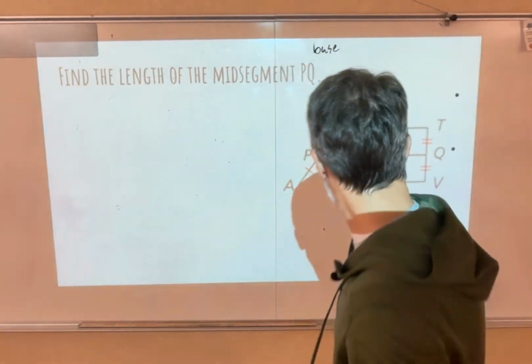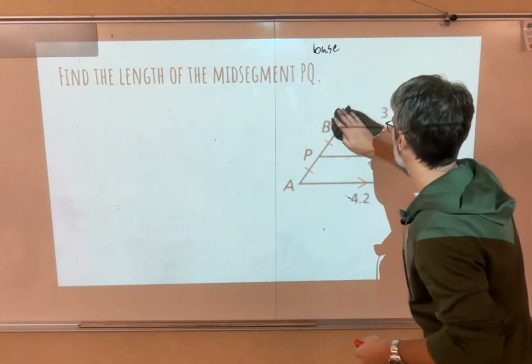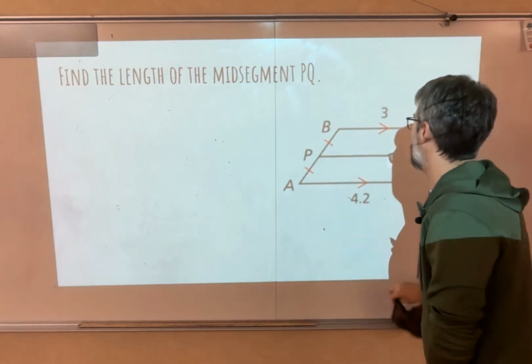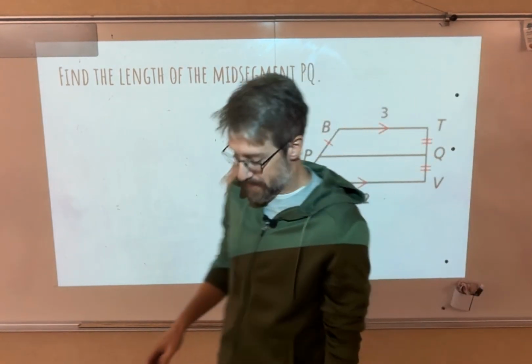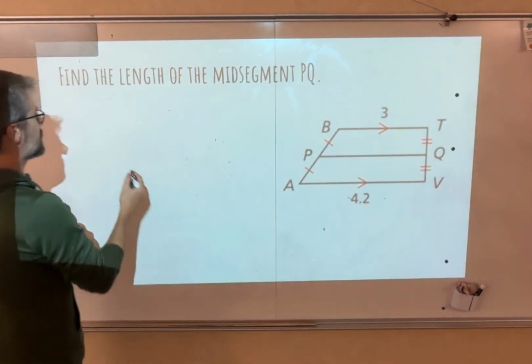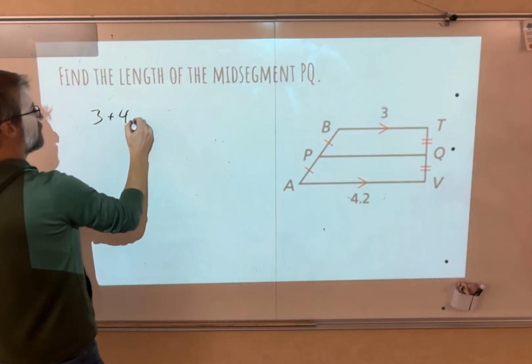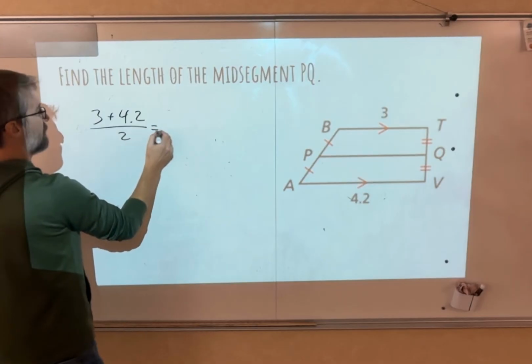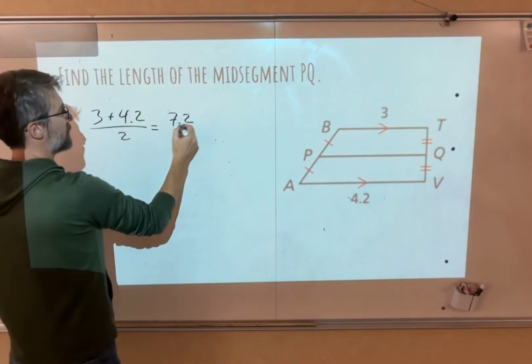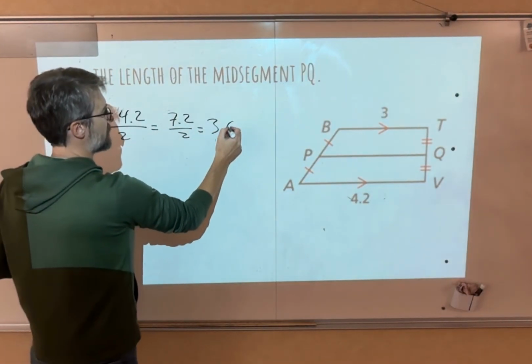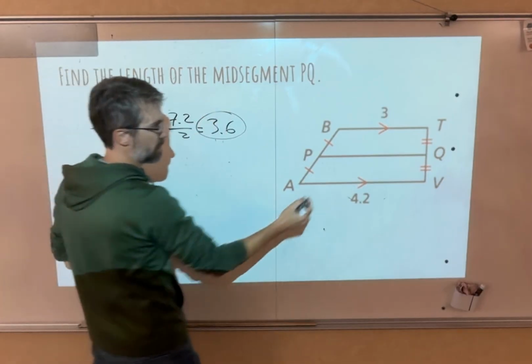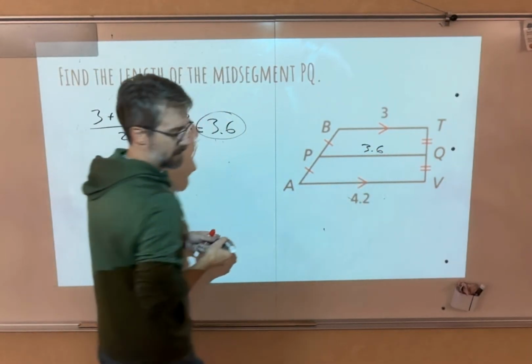All right, so using that information, in this diagram, let's figure out what the length of the mid-segment is. Well, it's just the average of the two bases. The bases are 3 plus 4.2 divided by 2. That's 7.2 over 2, which is 3.6. So this part has a length of 3.6.